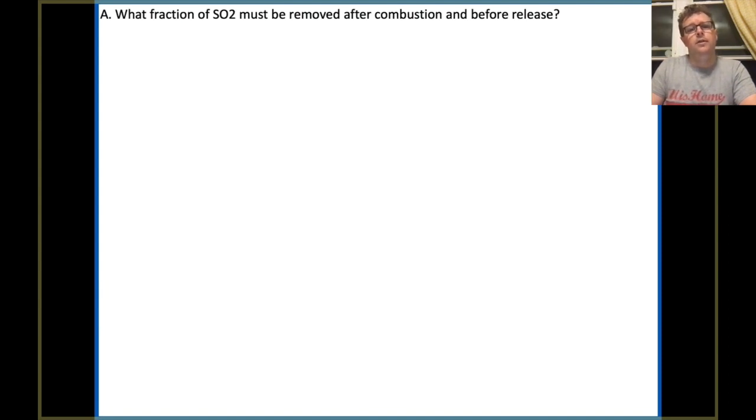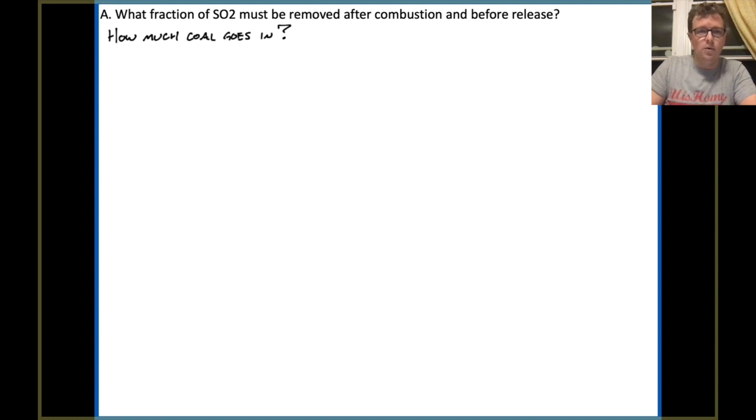First up is thinking about our sulfur dioxide. What fraction of sulfur dioxide do we need to remove after combustion and before we reach the stack? Okay, so two critical things here that we need to figure out. One of them will be how much sulfur dioxide we're generating. The other, how much we are permitted to discharge into the atmosphere.